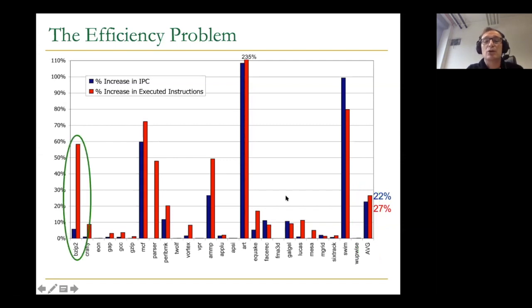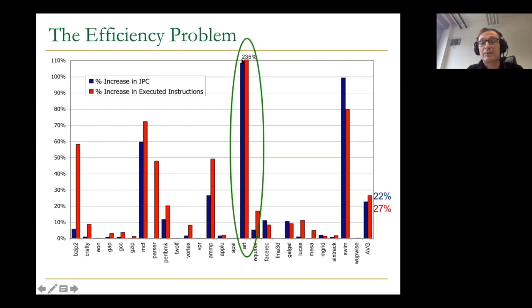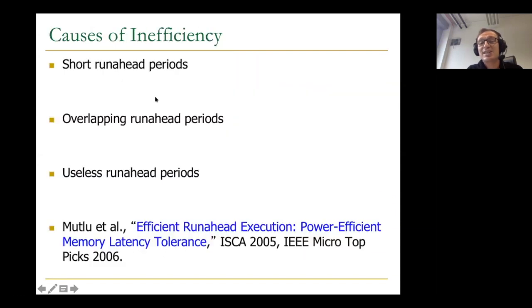But some workloads are terrible. Basically, in this workload, you increase IPC very little, but you increase executed instructions by almost 60%. On this workload, you actually lose performance just a little bit. It's not seen here because the loss is very little, but the increase in executed instructions is about 50%. On this workload, where you're very good, you increase IPC a lot, but you increase executed instructions also a lot. So the key question is, can we actually get a similar increase in IPC performance while limiting the increase in executed instructions? And the answer is yes, basically.